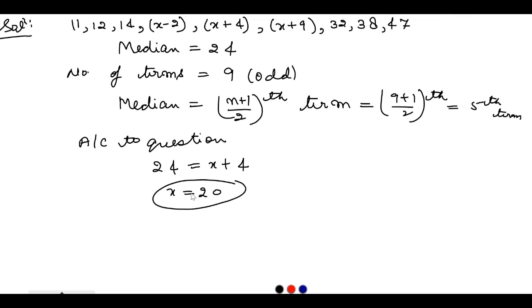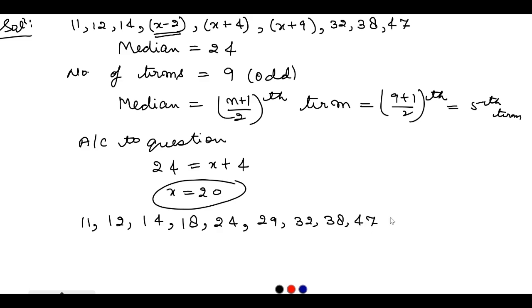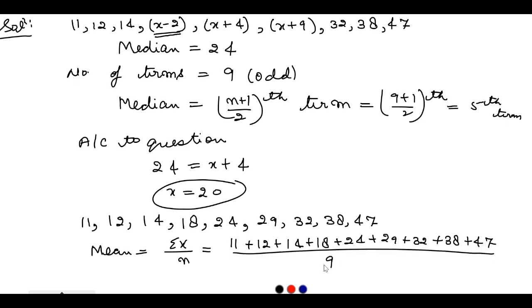First of all, if x is equal to 20, then the given terms will be 11, 12, 14. Put the value of x. This will become 18. Now mean will be summation x divided by n. Mean is 25.